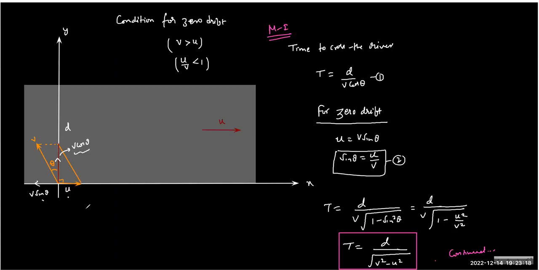Let's say I want to do it in purely mathematical terms without any emotion. I know the definition of x. X is defined as Vx into t, right? And the Vx in the diagram which I have drawn, what is Vx? Can you tell me what is Vx? The net x component of velocity is how much? Assuming I don't know which one cancels or not, what is Vx here? Come on, tell me what is Vx? U minus V sin theta. And what is Vy?